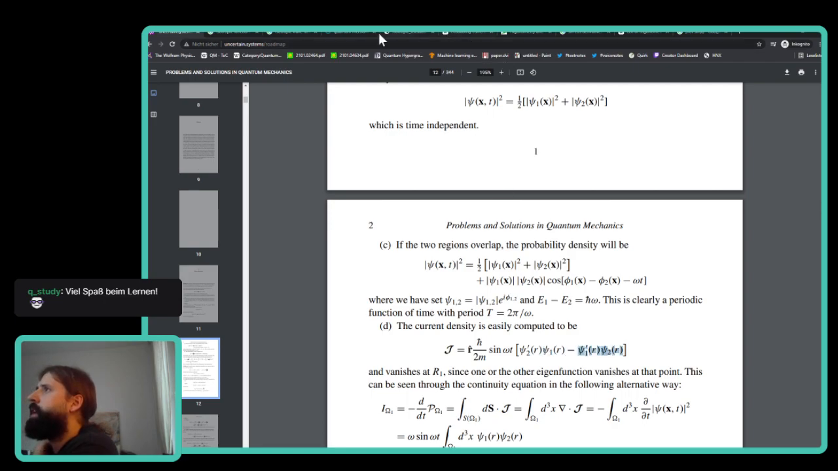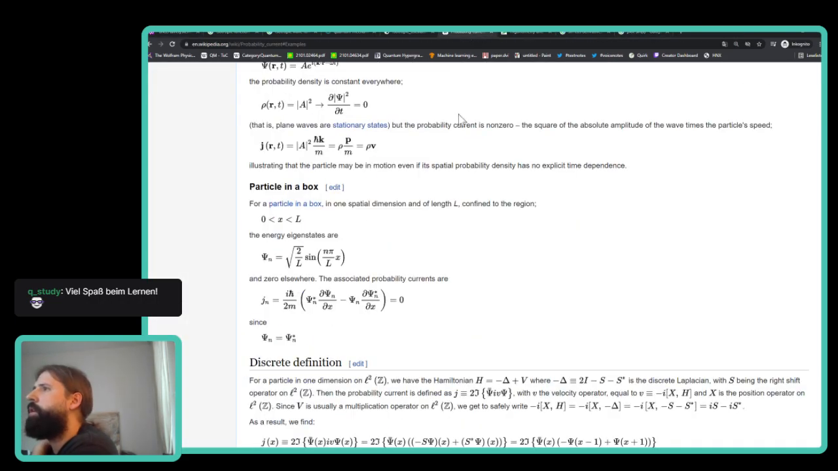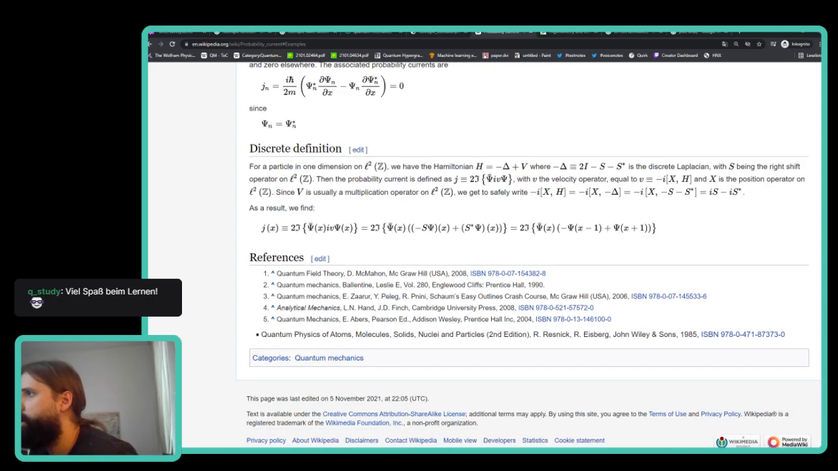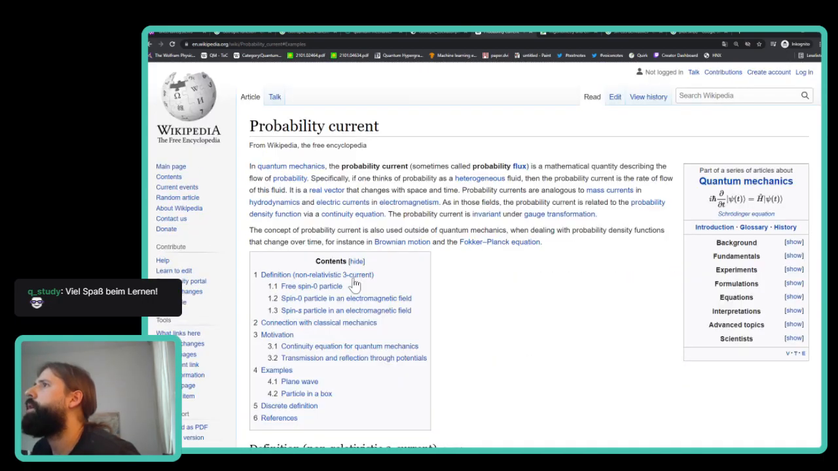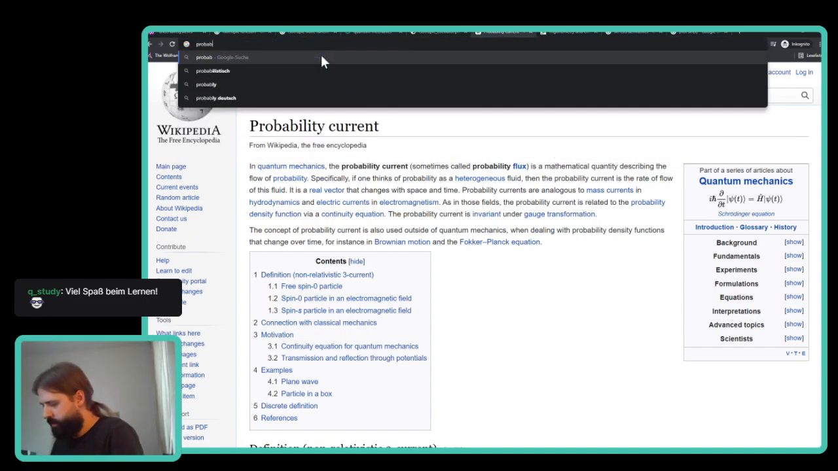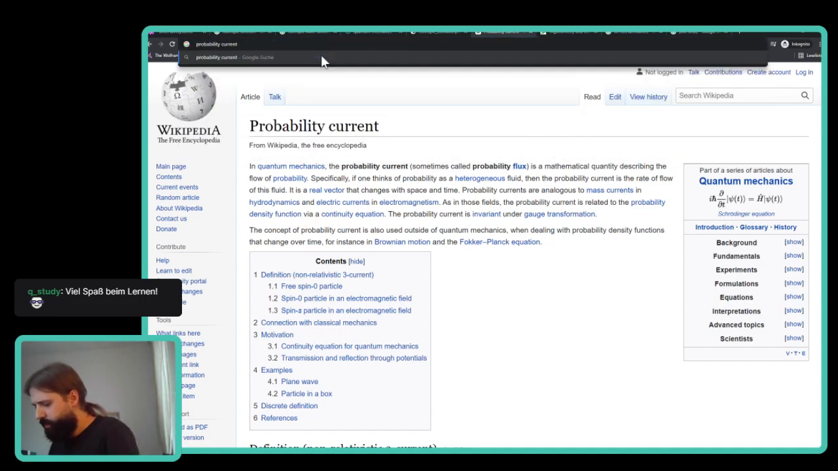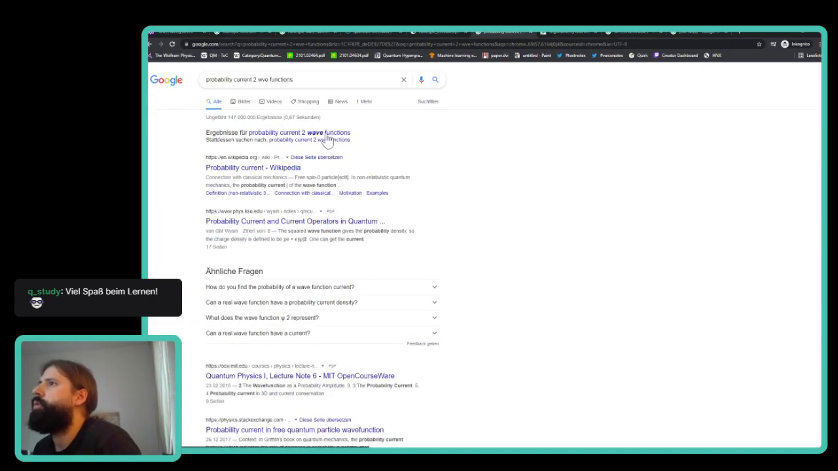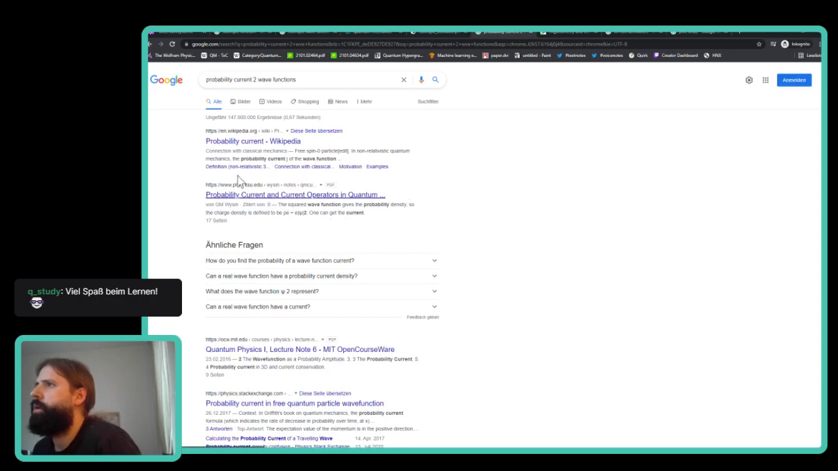I guess that's the same, because I guess this is just the formula for the calculation of the probability current for one single wave function, and we're looking into 2 separate wave functions, so maybe that's different. So probability current for two wave functions. Probability current and current operators in quantum mechanics.